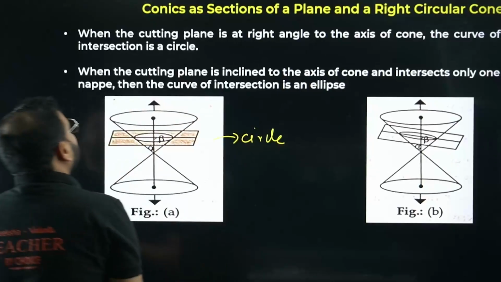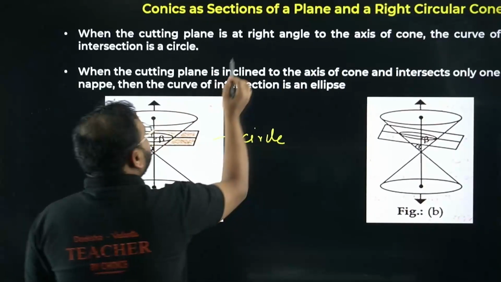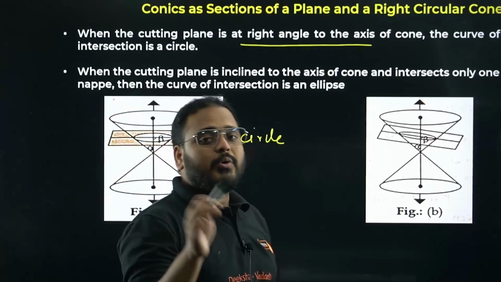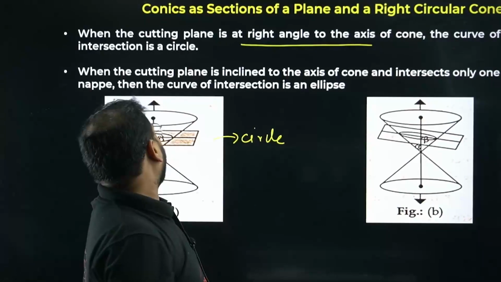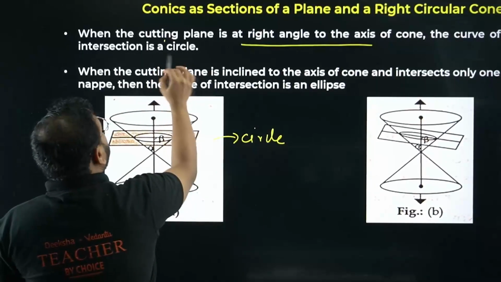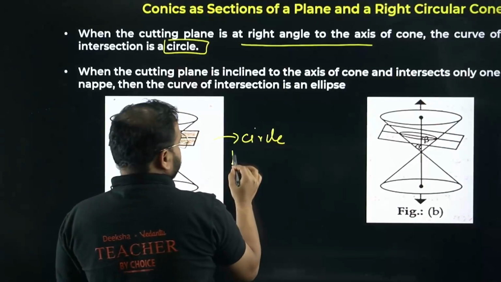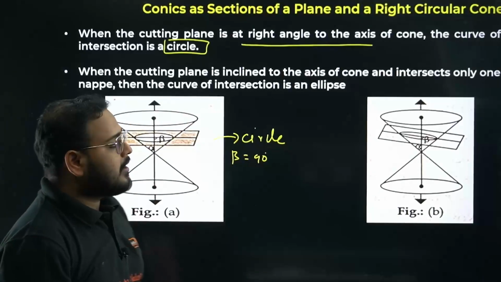Please check here. The condition is when the cutting plane is at right angle to the axis. Very important. Right angle to the axis. Whenever this happens, the resulting figure, a 2D shape, will be your circle. Okay. So the curve on the intersection is a circle now. Please check here carefully. This part I'm talking about. So whenever this beta value is 90 degree, we call this a circle.